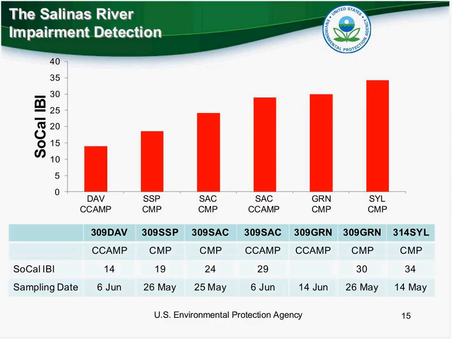This is from the Salinas River. We have an impairment detection where we have two sites on the lower reaches of the river, the 309 DAV and the 309 SSP, where we had a Southern California IBI index of 14 and 19, compared to sites higher up that had higher IBI scores. So these low IBI scores here were the trigger that prompted a causal assessment.